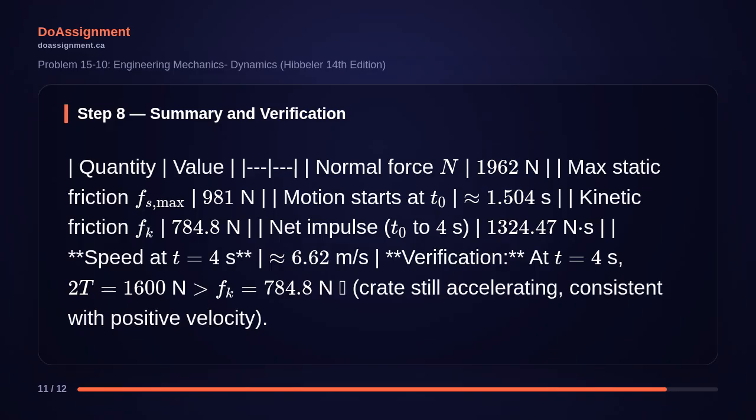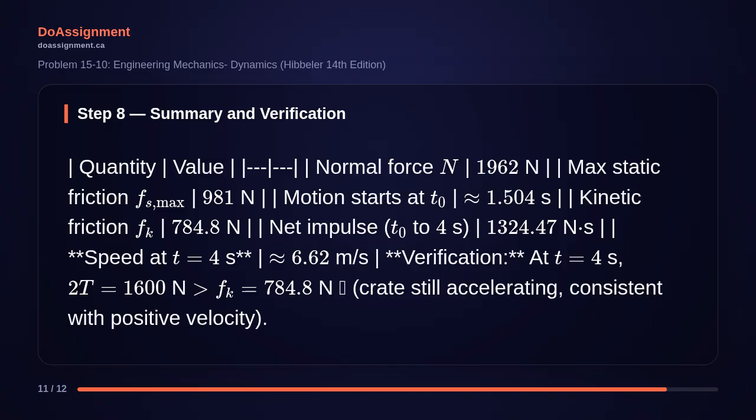To summarize, the normal force is 1962 newtons, maximum static friction is 981 newtons, and the crate begins moving at approximately 1.504 seconds. Kinetic friction is 784.8 newtons. The total impulse from the start of motion to t equals 4 seconds is 324.47 newton seconds, giving a final speed of approximately 6.62 meters per second.